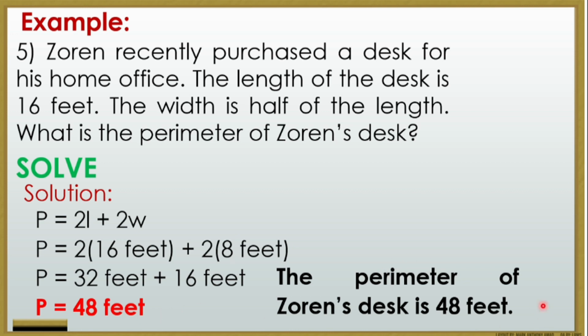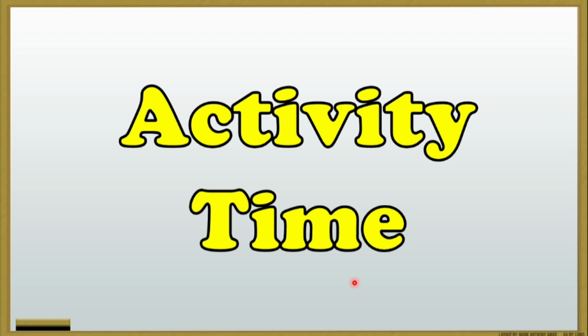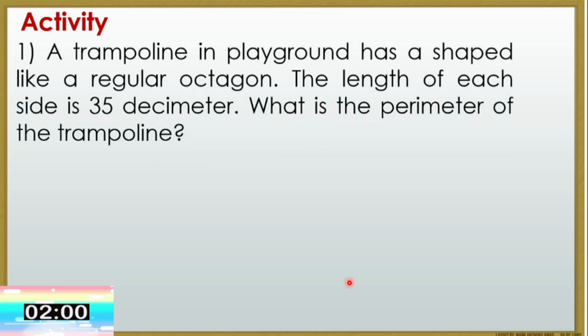Okay. So, I hope you already know how to solve routine and non-routine word problems. Now, let's have some activity time. You have 2 minutes to do this activity. For number 1, a trampoline is in a playground. The playground has a shape like a regular octagon. The length of each side is 35 decimeters. What is the perimeter of the trampoline? You have 2 minutes to do this one. Your timer starts now.